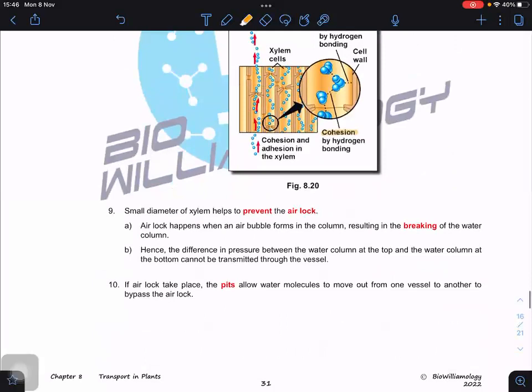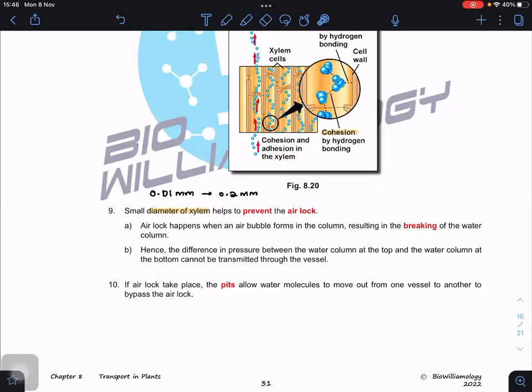And we know that the diameter of the xylem, do you still remember, is between 0.01 millimeter and 0.2 millimeter. This is very small, in a range considered small enough to prevent airlock. In case airlock takes place, it will result in the breaking of the water column. You cannot maintain the water column anymore. Try to imagine that I run my whole hand through it and break it, forming this bubble.